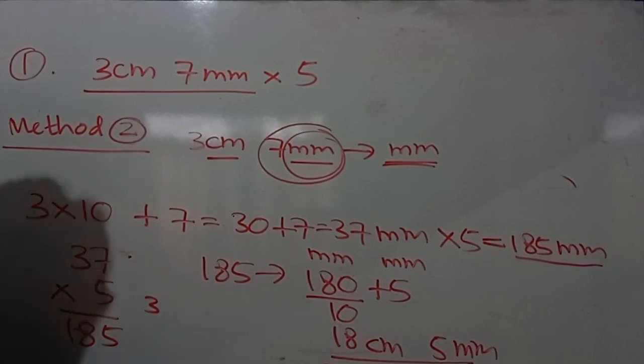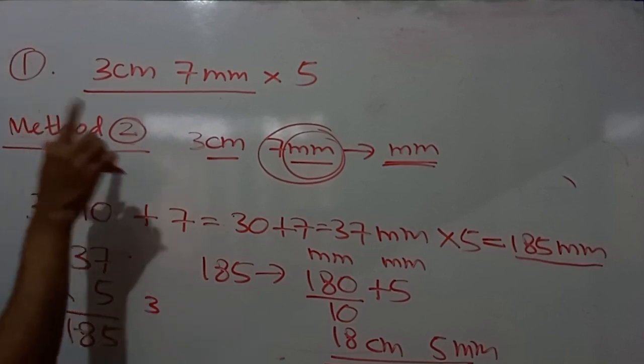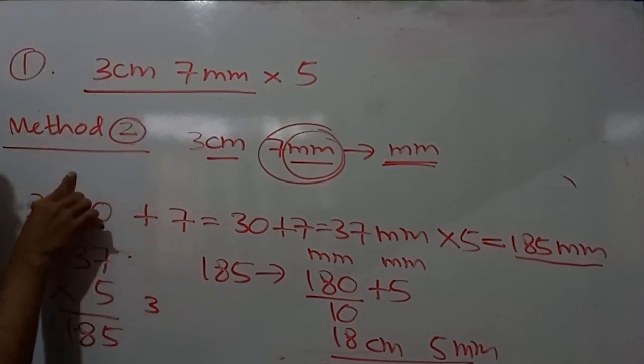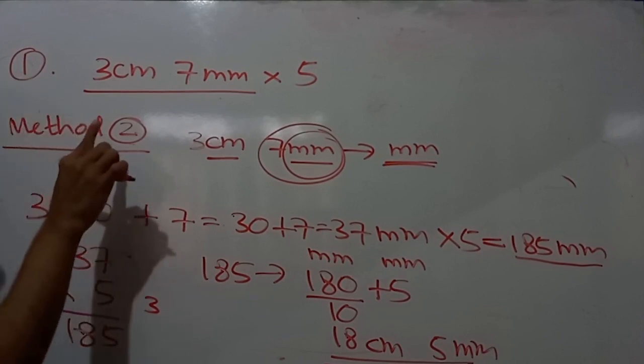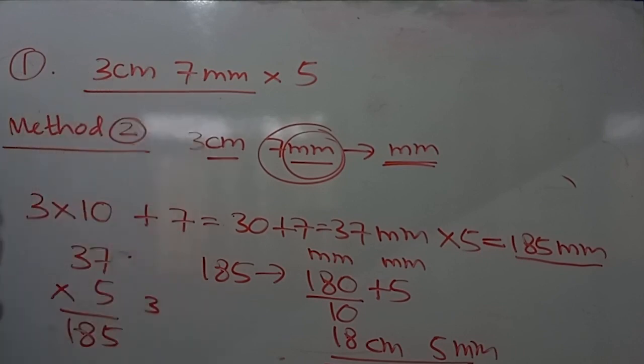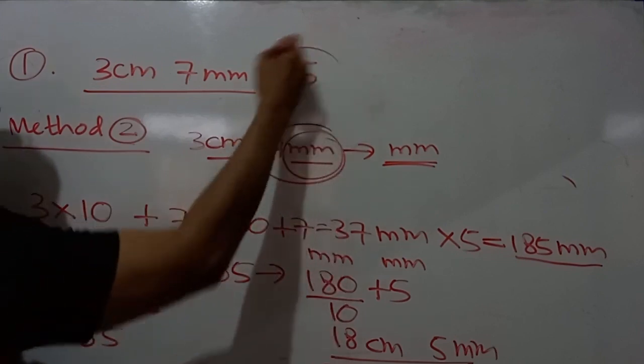Let's walk it through again. This is method number 2. So we have been given the length 3 centimeters and 7 millimeters. We have to multiply that by 5.